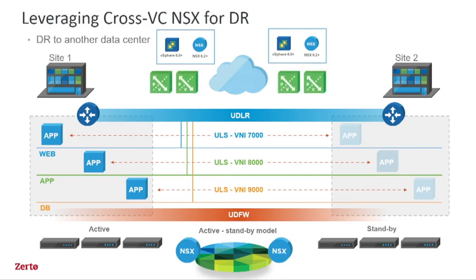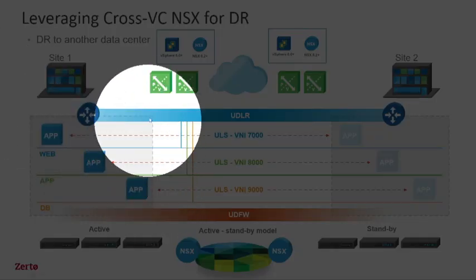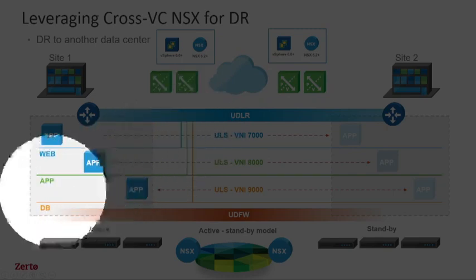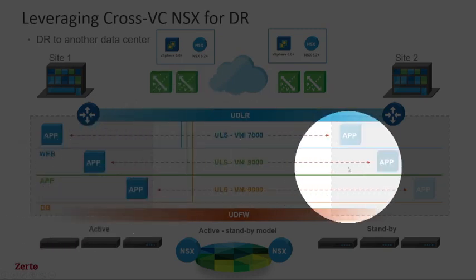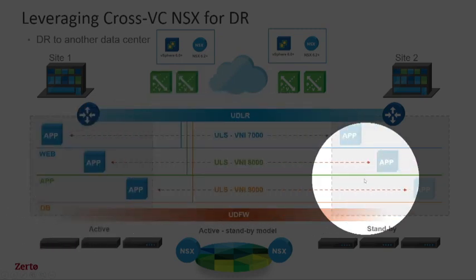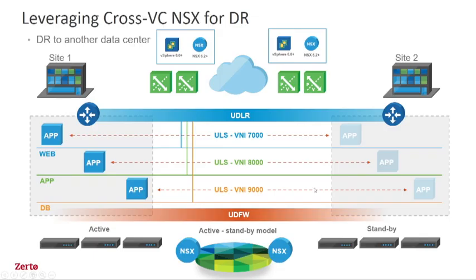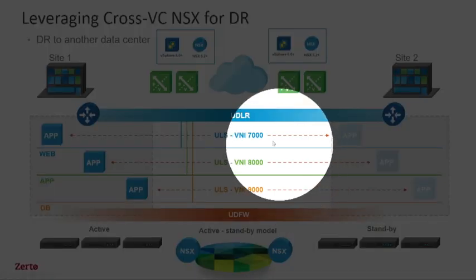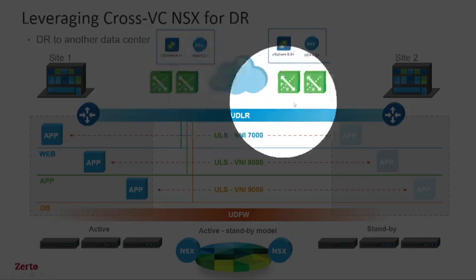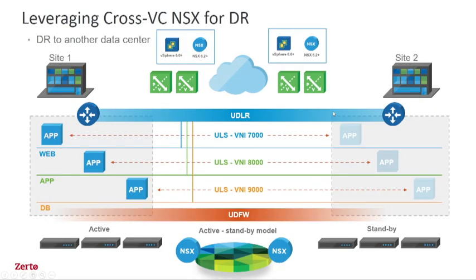And then I can deploy what's called ESGs here for my north-south routing. So the universal distributed logical router is doing the routing east-west within the hypervisor, within the kernel, and then these ESGs are sitting at the edge doing north-south routing in and out of the software-defined data center.